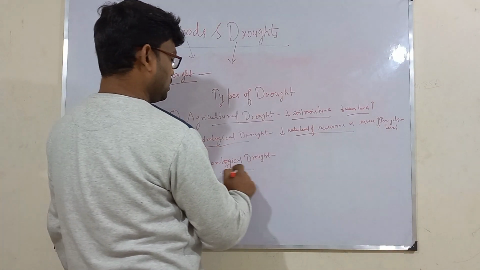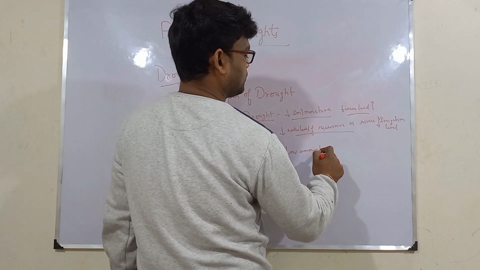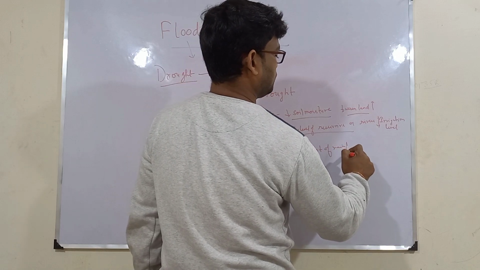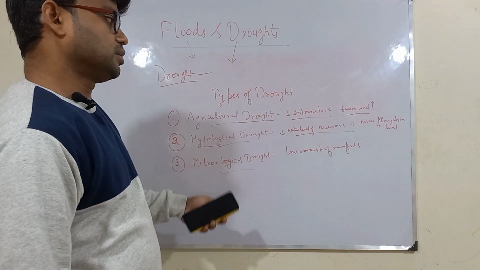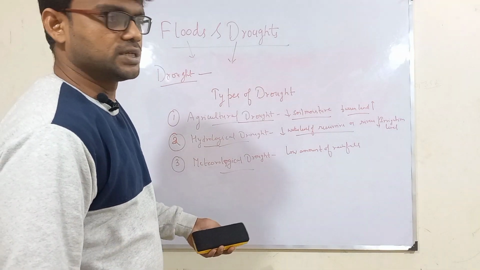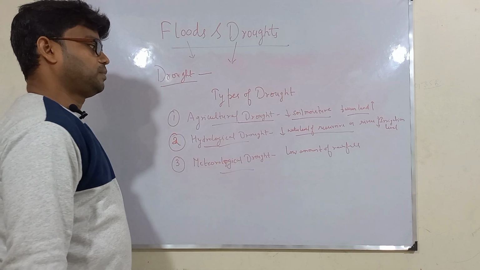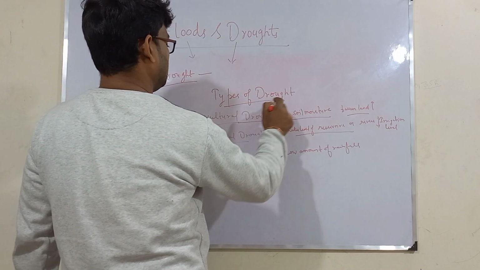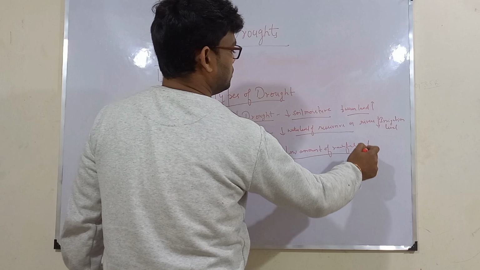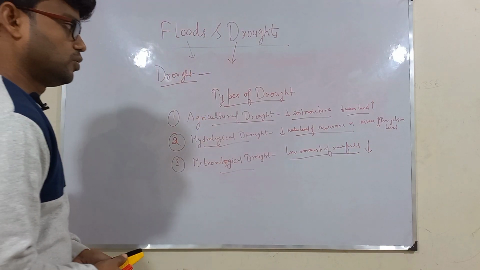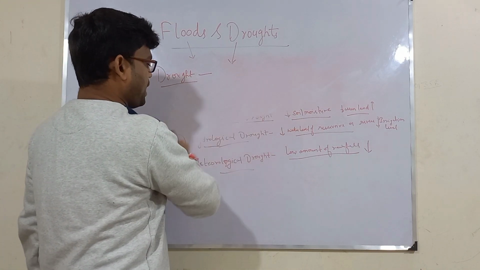Okay. Third one is meteorological drought. This refers to low amount of rainfall. If in any season the amount of rainfall at a place is much less than the usual condition, then under that condition it refers to meteorological drought at that place. So these are three types of droughts: agricultural, hydrological, and meteorological, and these are the meaning of these droughts. Okay. After these types of drought, we will come to impact.